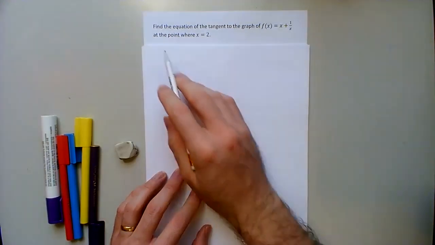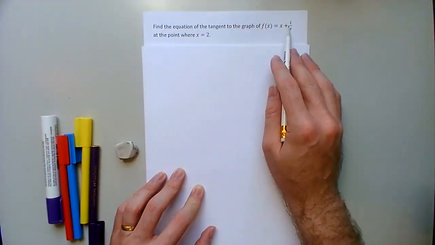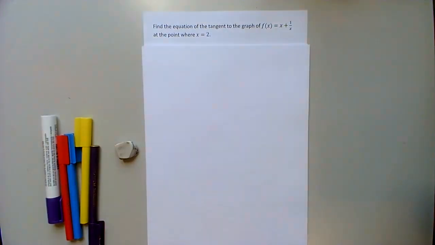The question I've got says, find the equation of the tangent to the graph of f of x is equal to x plus 1 over x at the point where x equals 2. Okay. Well, maybe I'll just do a quick sketch of what I think that graph might look like.